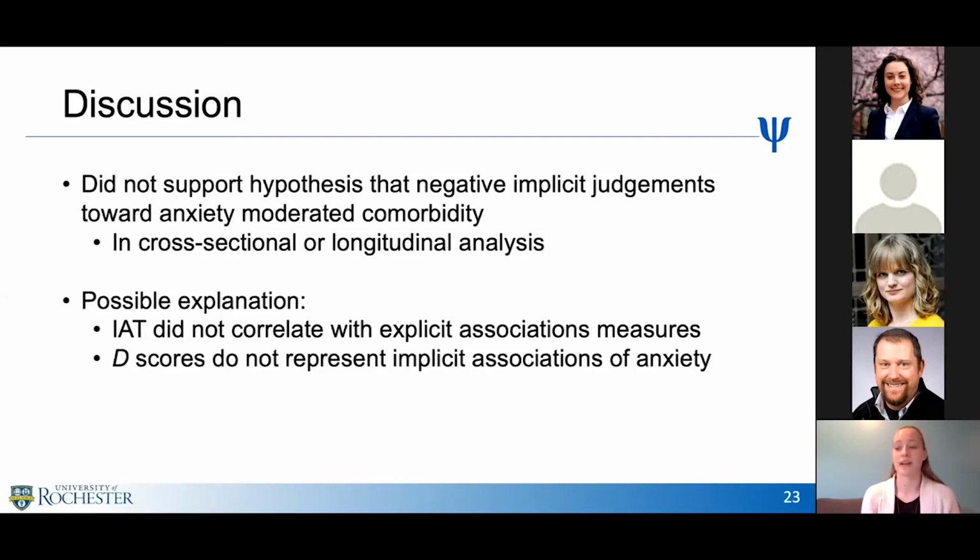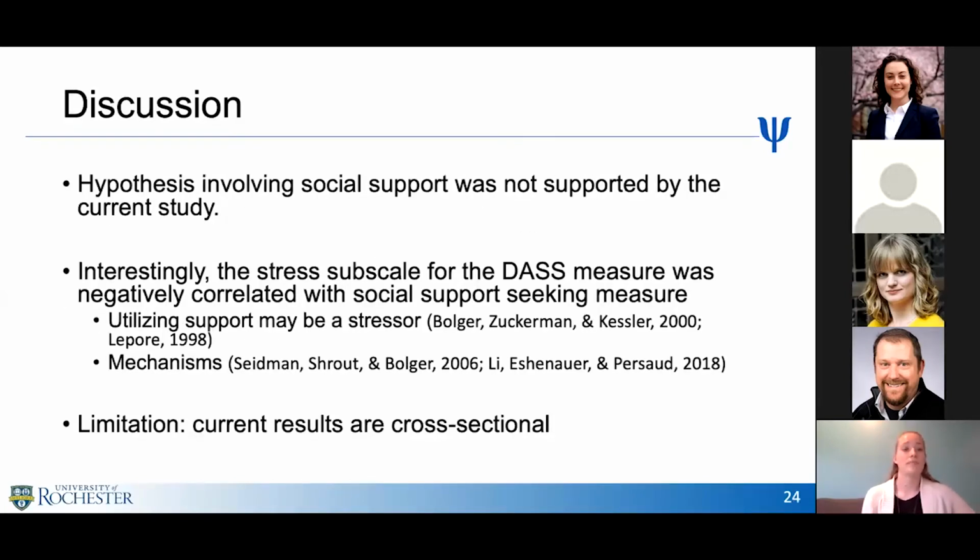Again, since we were not able to confidently validate our IAT, it is possible we were not assessing the implicit attitudes relating to anxiety, which likely account for the non-significant findings. The hypothesis for social support was also not supported by the current study. However, the stress subscale of the DOS was negatively correlated with social support seeking. And this could be explained by the possibility that utilizing social support may present itself as a stressor.